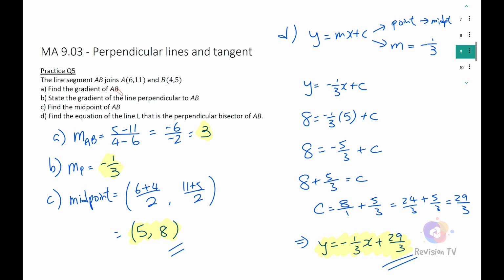Question A, to work out the gradient, you use y2 minus y1 over x2 minus x1. You got 3. To find the gradient of the perpendicular line, take the negative reciprocal. Part C, to find the midpoint, you add up the 6 and the 4 together, half it, you get 5. Add up the 11 and 5 together, half it, you get 8. So that's the midpoint. To work out the equation of the perpendicular bisector, you need the midpoint and you need a negative reciprocal gradient. So the midpoint is 5, 8.